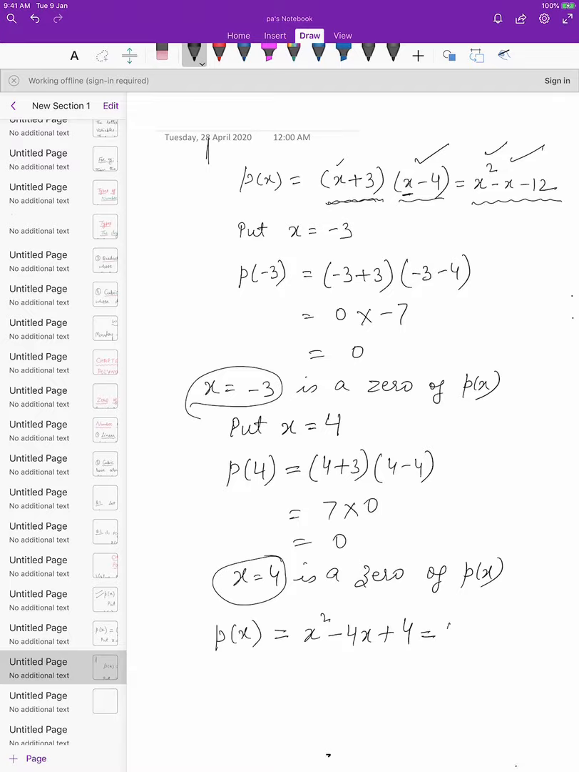Now, what is the factorized form of this? Middle term splitting you all have done till class 8th. So, if I split it, I'll get (x minus 2) into (x minus 2). That means (x minus 2) whole square.